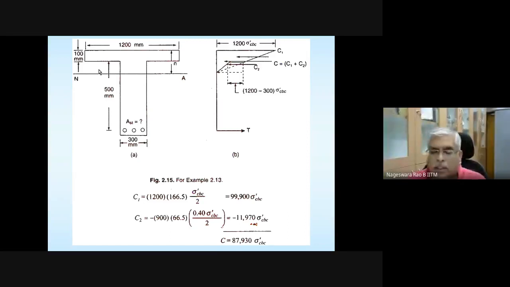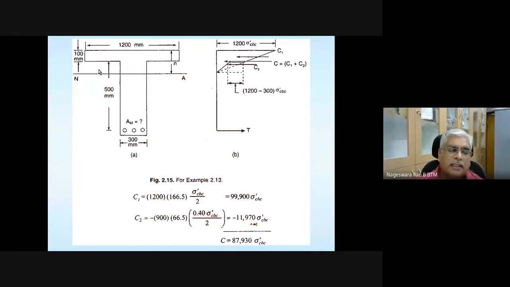Anyway, at the time of analysis of a T section, we discussed enough. Two ways of doing this were illustrated in an example. I think you have missed that lecture, so please go through it. The same thing is adopted here.